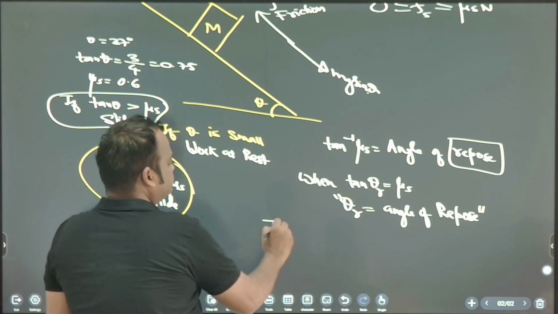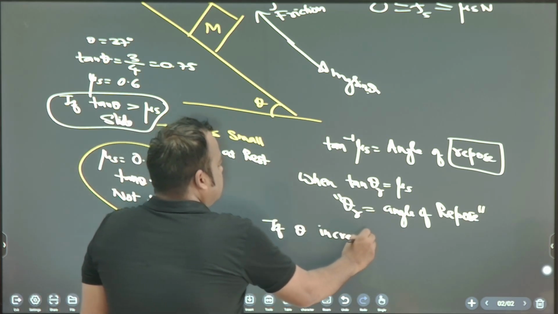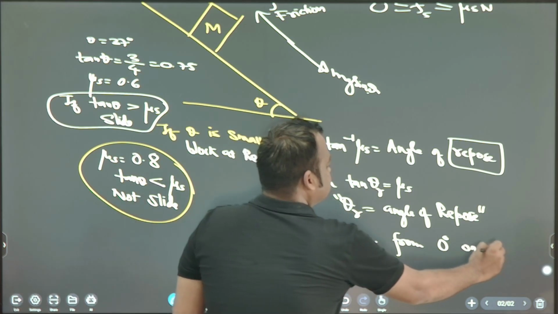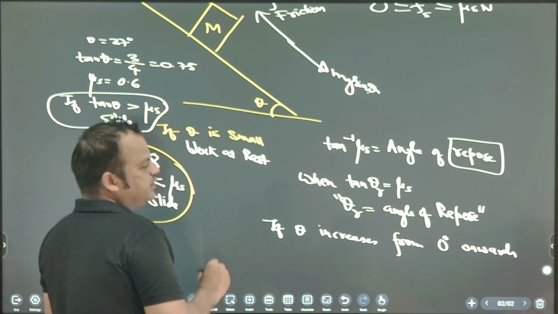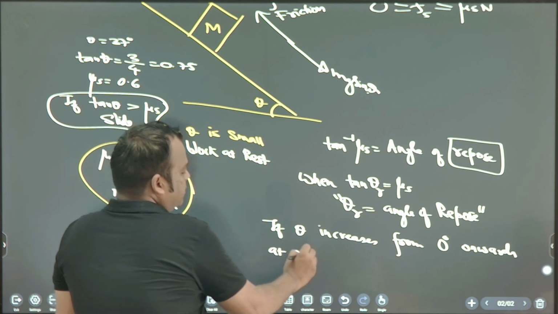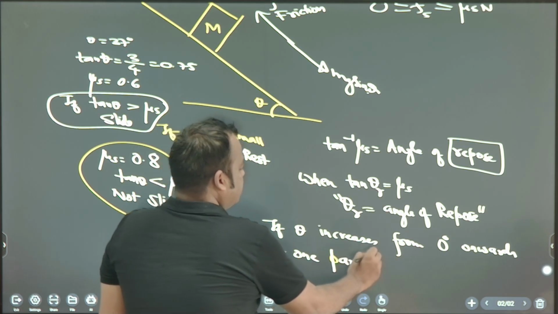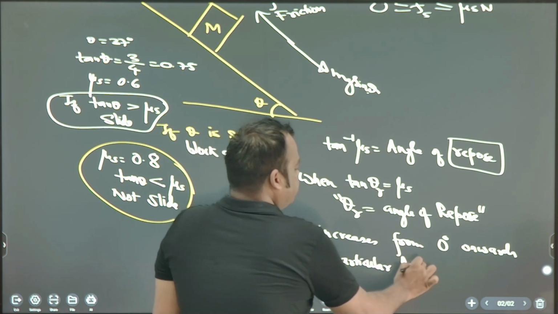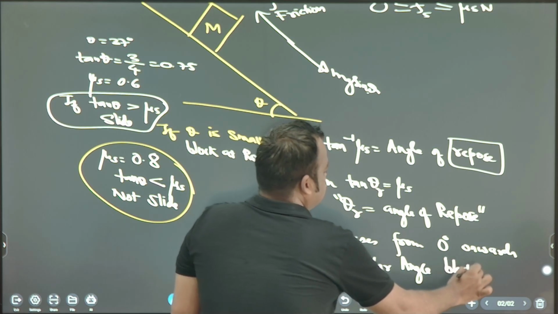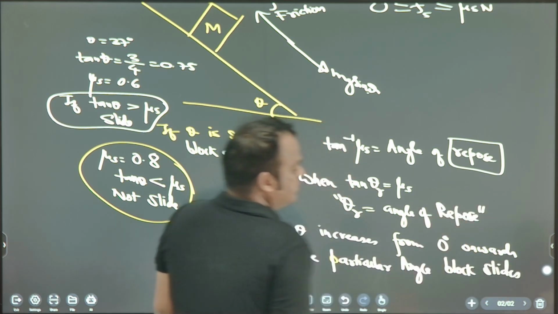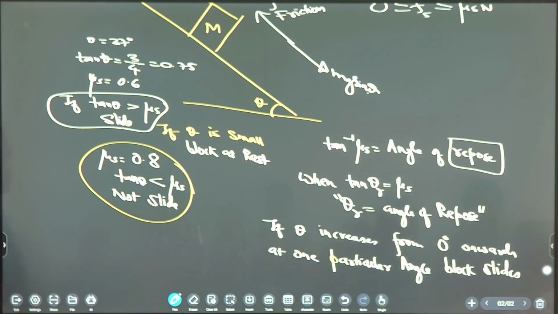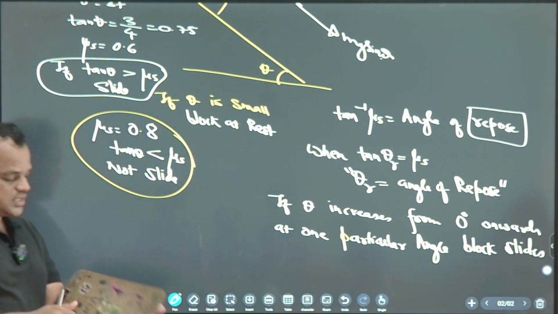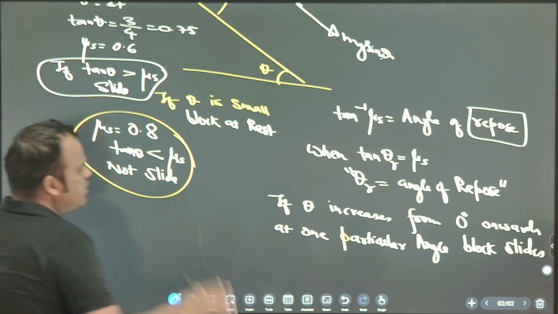So note down. If theta increases from 0 degrees onwards, at one particular angle, the block slides. That angle is known as the angle of repose. First you understand this.